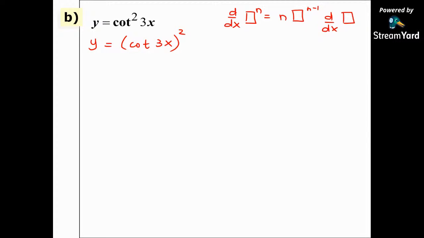For B, we have cotangent squared of 3x, right? So better to write it as cotangent of 3x, squared. So this is y. And then we use the formula: if we have to differentiate a function to the power of n, so this is n, copy down the function, deduct 1, and then differentiate the function later on. I'll give you 2 minutes to try to differentiate it.